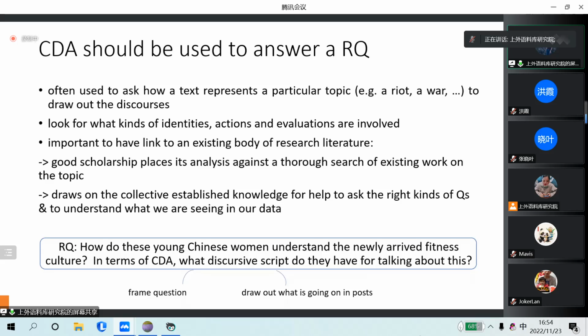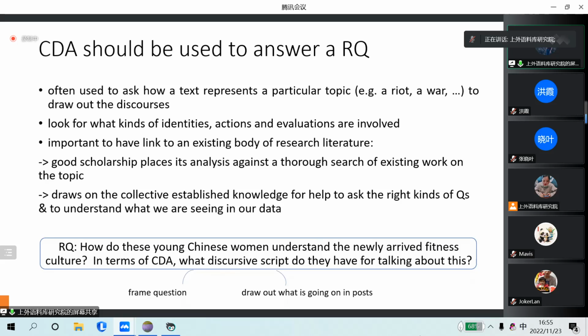Okay, in this case, my research question was, how do these young Chinese women understand the newly arrived fitness culture in terms of CDA? What discursive script do they have for talking about this? So you see, the literature allowed me to frame this question. If I hadn't looked at the literature, I wouldn't have known some of these things.